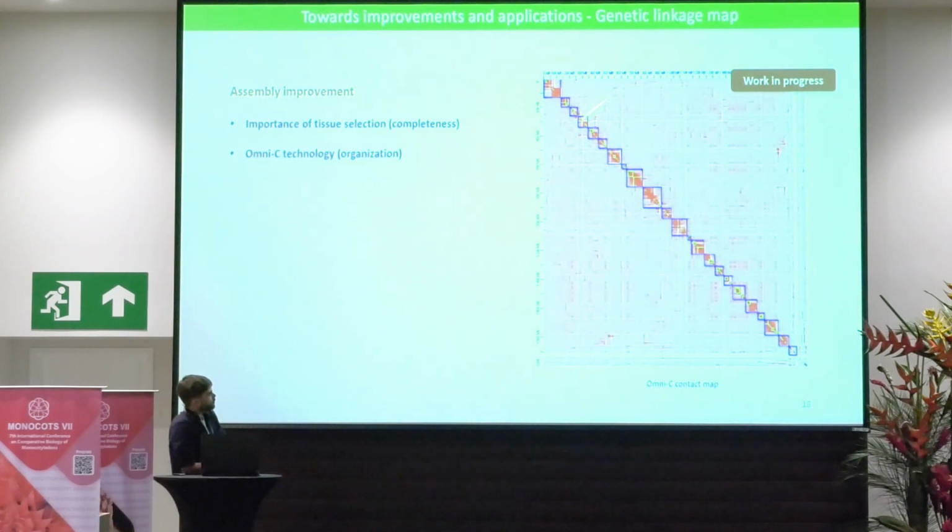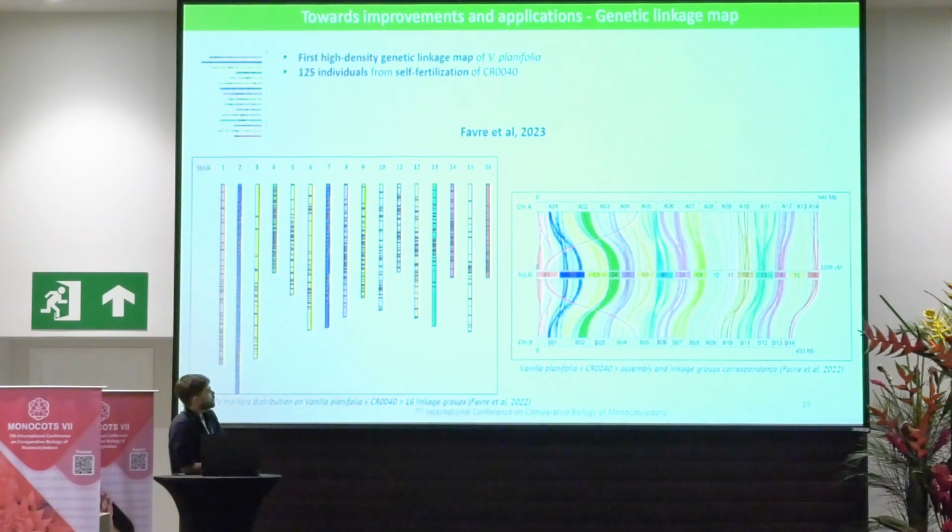So we will use Hi-C data, as well as genetic linkage map information that was obtained by Félicien Favre in our team in 2023. So that was the first high-density genetic linkage map for Vanilla planifolia, which was obtained by genotyping a self-fertilization population of our Reunionese clone. And one of the main pieces of information it gives us regarding the structure of the genome is that we have the information of all the 16 pairs of chromosomes, with chromosome 1 being split into 3 linkage groups.